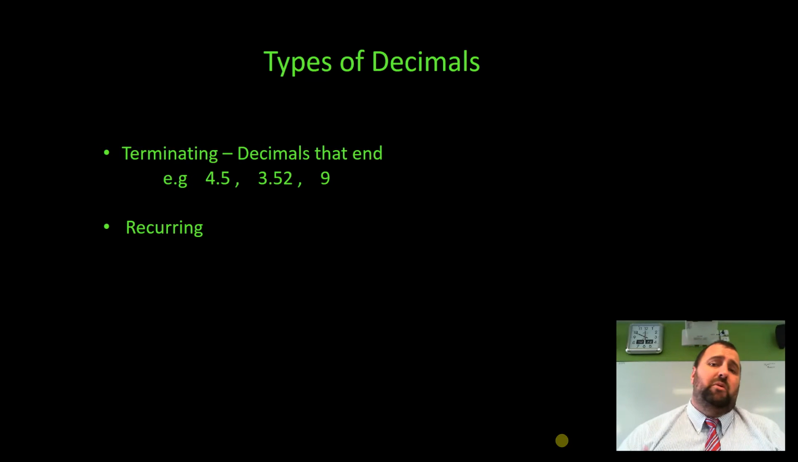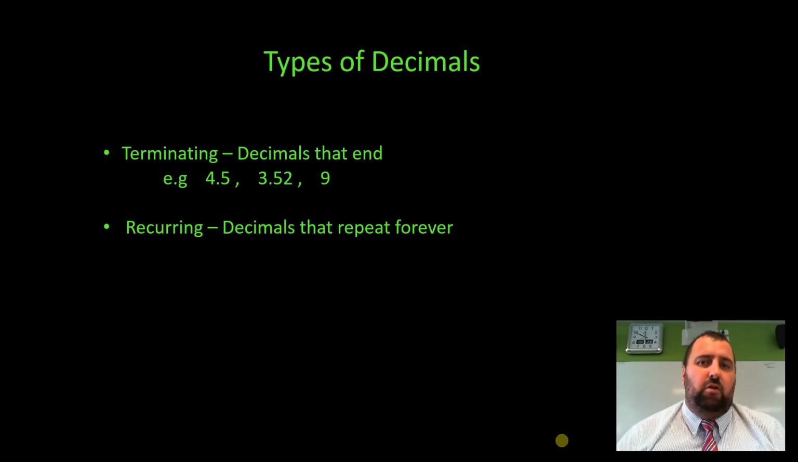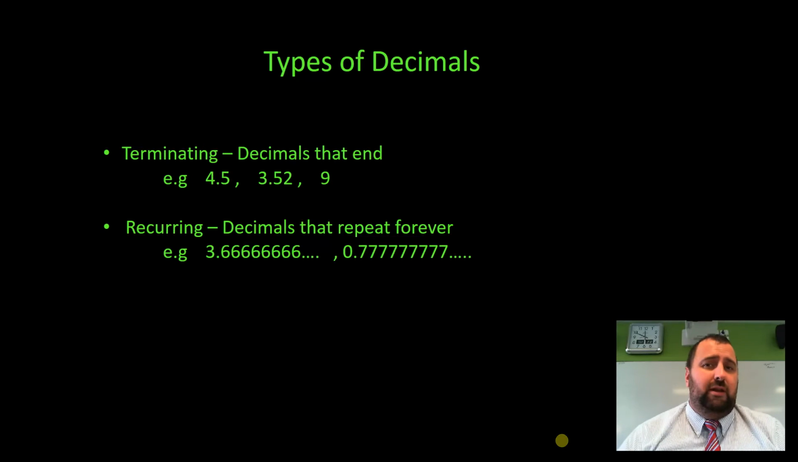The next one is what we call recurring decimals. These are decimals that repeat forever. So if you type 1 divided by 3 into the calculator, you'll notice that it comes up with the same number repeating over and over.